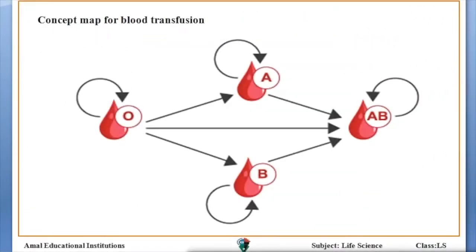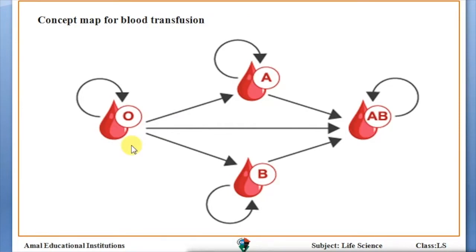The figure here is a concept map for blood transfusion. Group O can donate blood to itself and to all the other groups, Group A, B, and AB. Therefore, it is referred to as a universal donor.